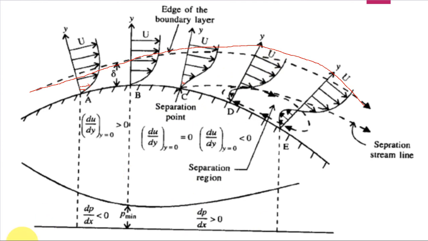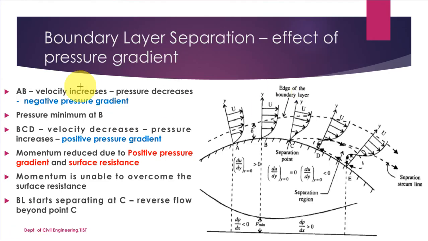Okay, so we'll just discuss the effect of pressure gradient also. From A to B, the velocity is increasing and the pressure is decreasing. That means we have a negative pressure gradient, and the pressure is minimum at point B. Then in BCD, velocity decreases and pressure increases. Initially the gradient was negative, now it is increasing. We have a positive pressure gradient. Okay, a positive pressure gradient is not good for this boundary layer.